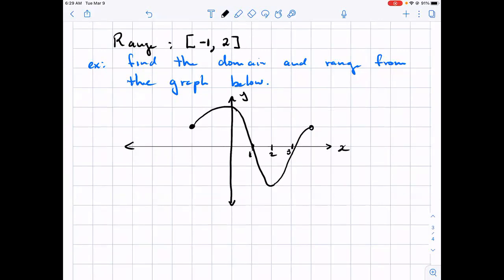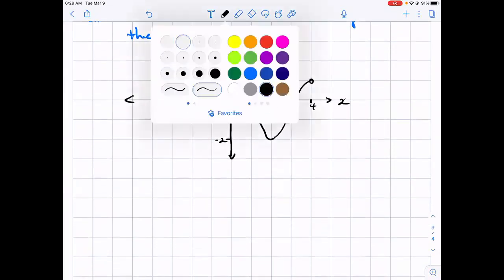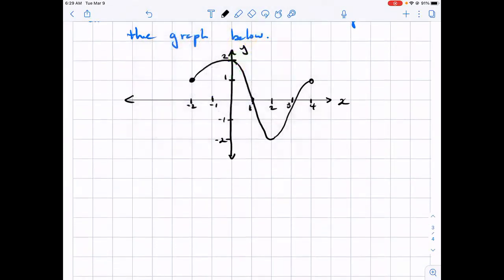So here is 3, here is 4. This is -1. Here we have -2. Here we have 1, 2. This is -1. This is -2. So let's look at the domain first.